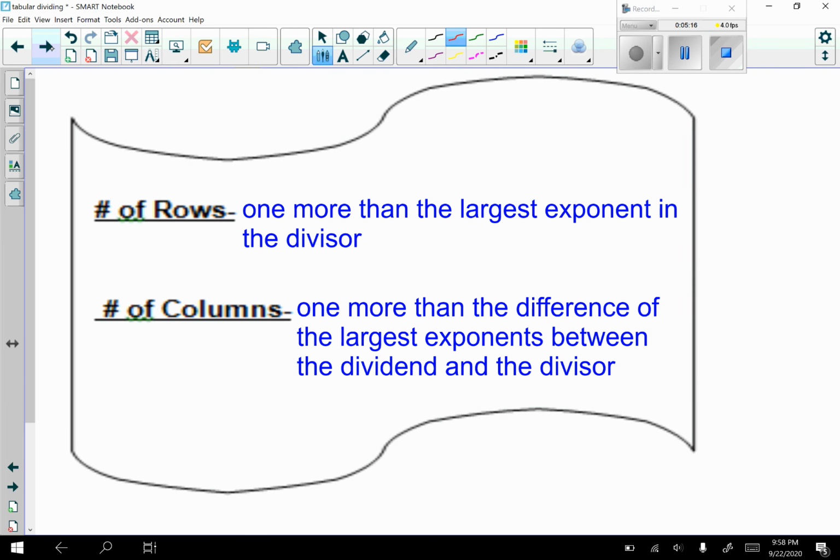So for the number of rows and number of columns, this is there on your worksheet. The number of rows is one more than the largest exponent in the divisor. Remember that you need a row for each term in your divisor. The number of columns is one more than the difference of the largest exponents between the dividend and the divisor. It might be easier for you to set up your diagonals first and your columns second, but you'll get more practice with that the more we do.